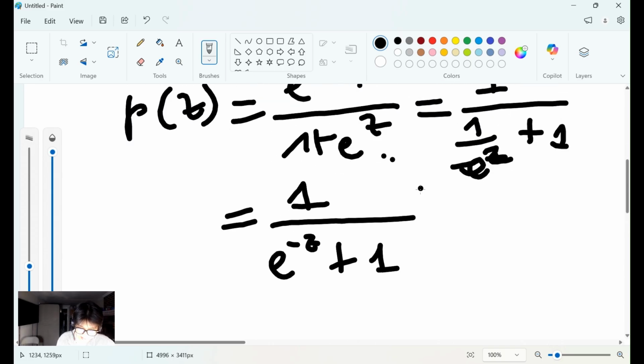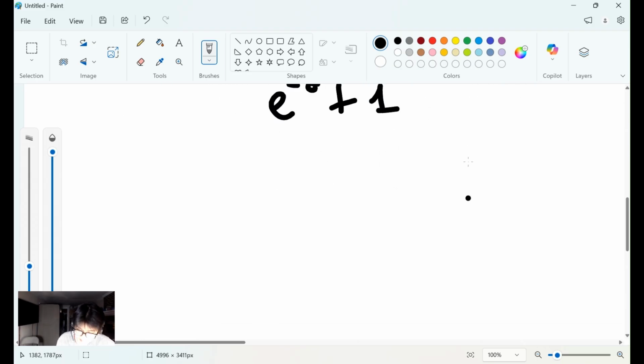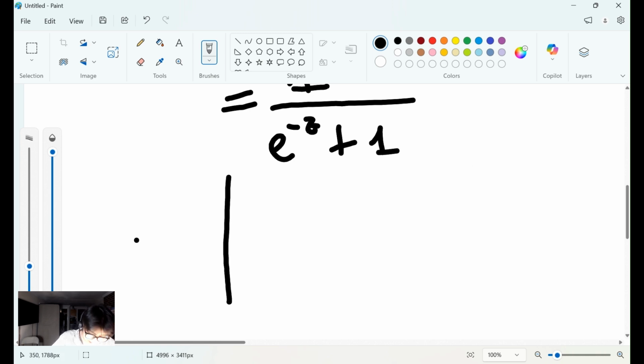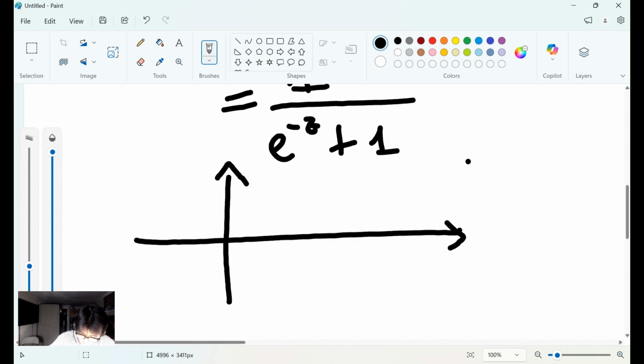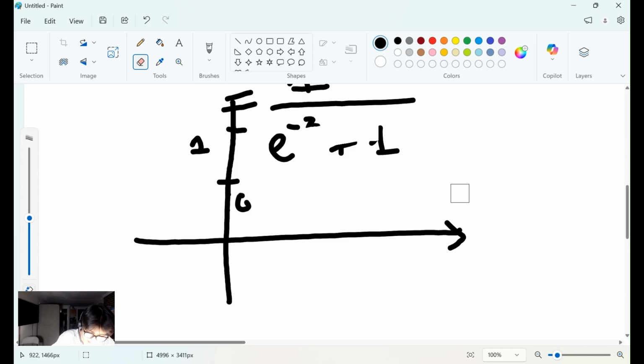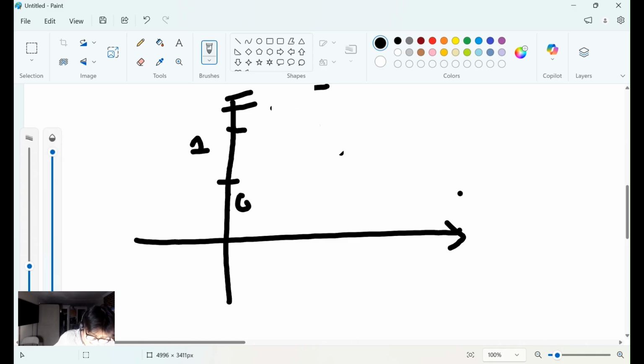This is actually the sigmoid equation. And the beauty of the sigmoid equation is that the graph of it will look something like this. This is 0. Sorry, I should have this thing up a little more. This is 1. This is 0. So the graph of this equation will look something like this.